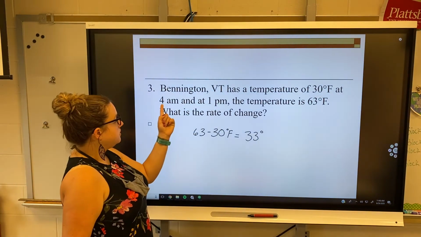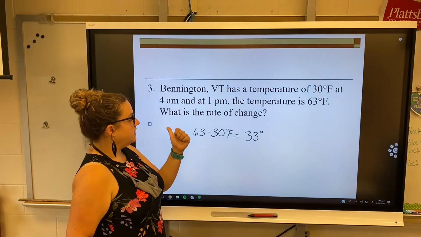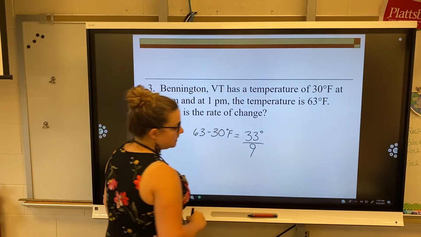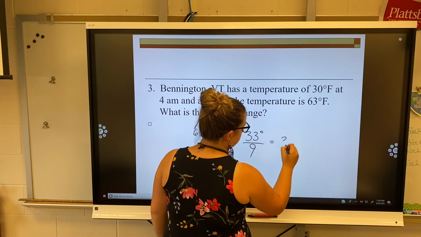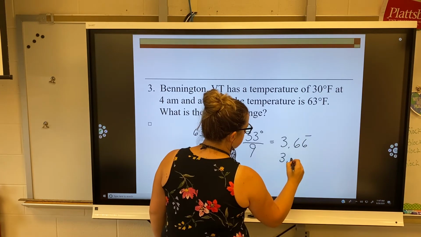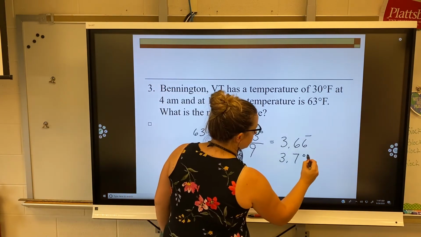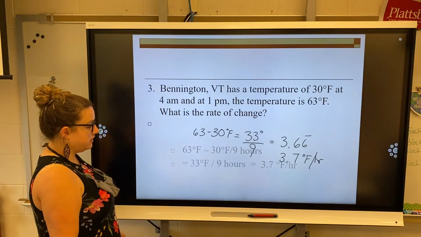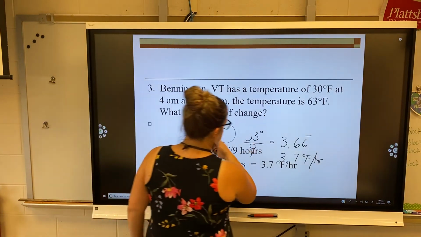Well, it said the temperature at 4 a.m. to 1 p.m. Well, 4 to 5, 6, 7, 8, 9, 10, 11, 12, 1. So that is over 9 hours. So 33 divided by 9 gets me 3.66 repeating. So if I'm going to round to the nearest tenth, degrees Fahrenheit per hour. Check my answer. 3.7 degrees Fahrenheit per hour. Good.